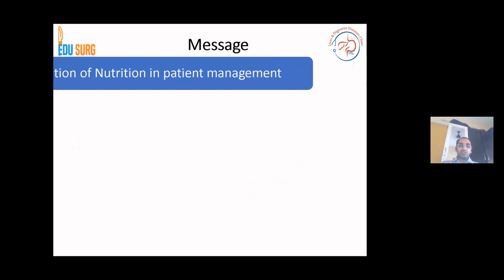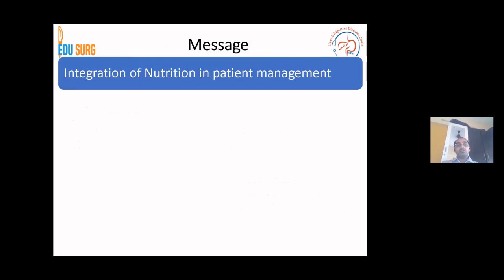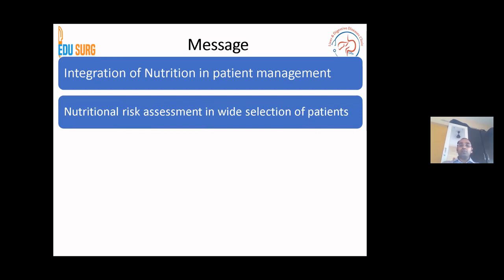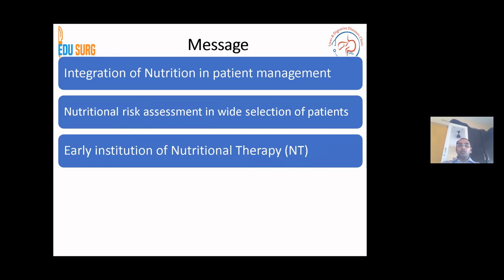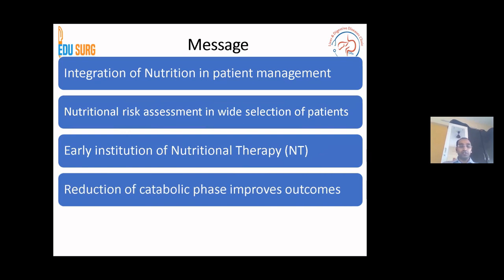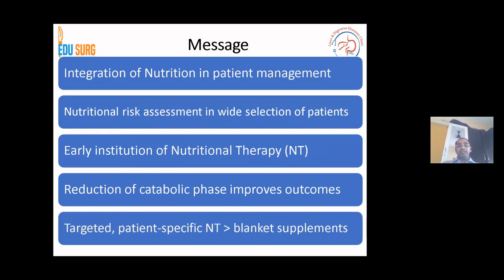So the final message of this entire talk is, first, that integration of nutrition in patient management and patient evaluation is definitely mandatory. If not for all patients, you should do it for a wide selection of patients. The nutritional therapy should start early and pre-operatively, not post-operatively. As long as you can reduce the catabolic phase, your outcomes would be better. And lastly, targeted patient-specific nutritional therapy is always going to give better results than giving blanket supplements to all patients.